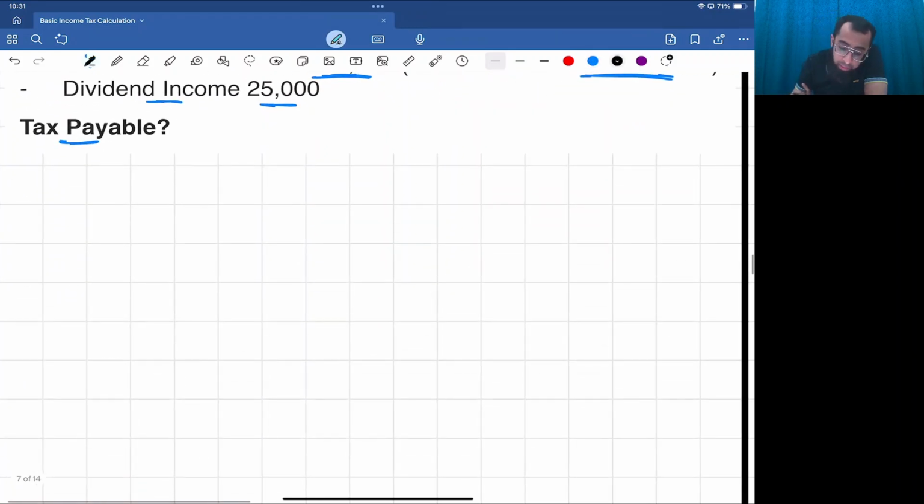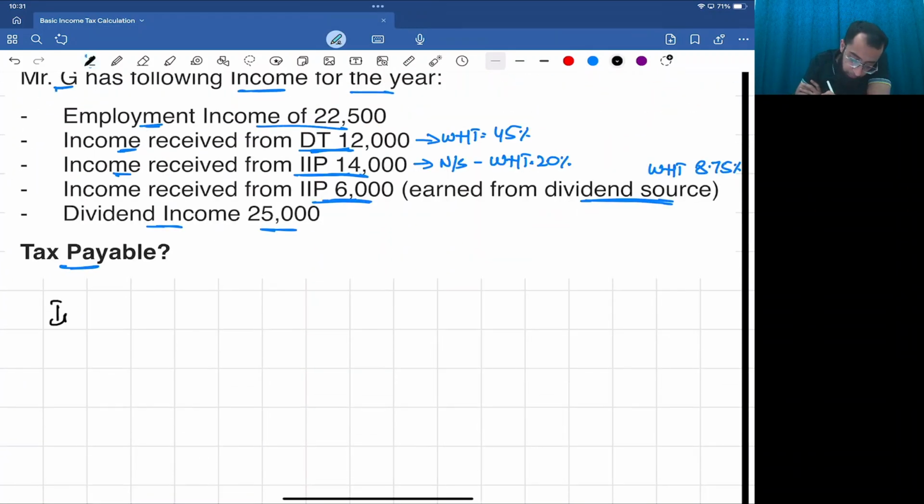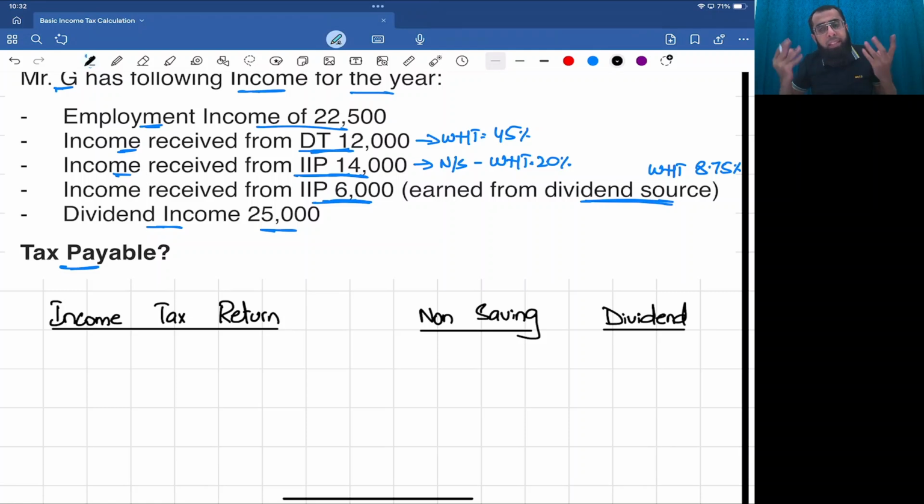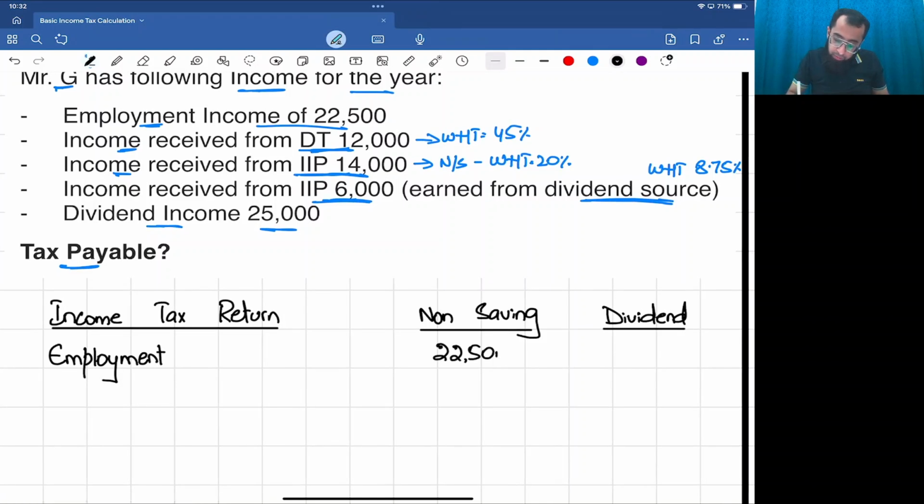So let's do the tax payable. I want you all to listen to me carefully. So we are making the income tax return. Two heads of income will be created, non-saving and dividend. Okay, let's look at it. I want you all to listen to me carefully. As you practice, you get more and more clarity, things get clear in your mind. Employment income, it's 22,500. Simply goes in the head of non-saving.